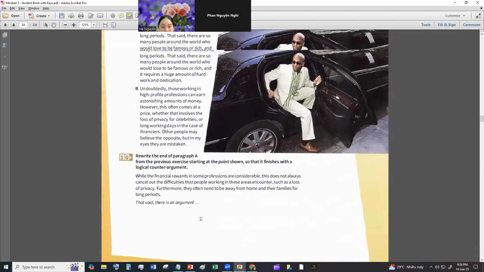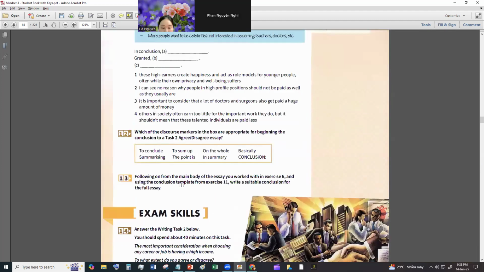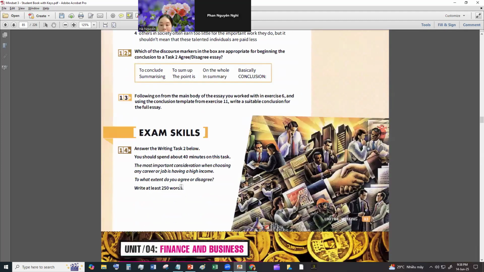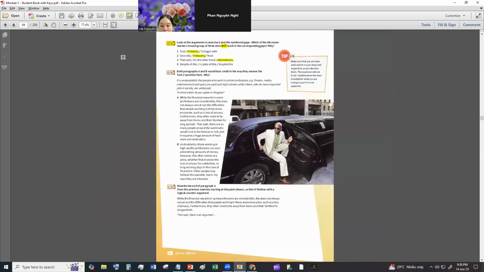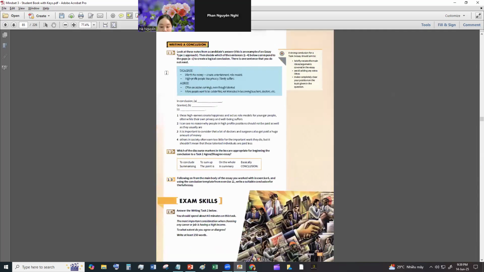So your homework is exercise 9 to 14. Do you think you have more time to do the skills modules as well? I think I will do that. Okay, right. So I don't want to put much stress on you, but if you can, I highly encourage you. Okay, so your homework is in the student book, exercise 9 to 14, and unit 4 writing skills modules.